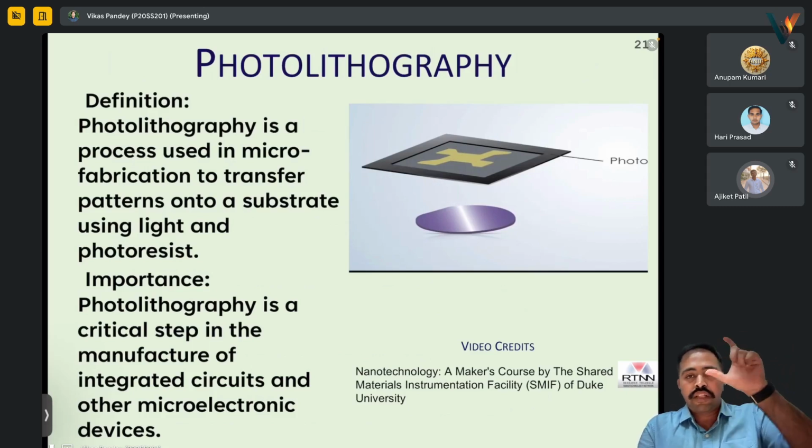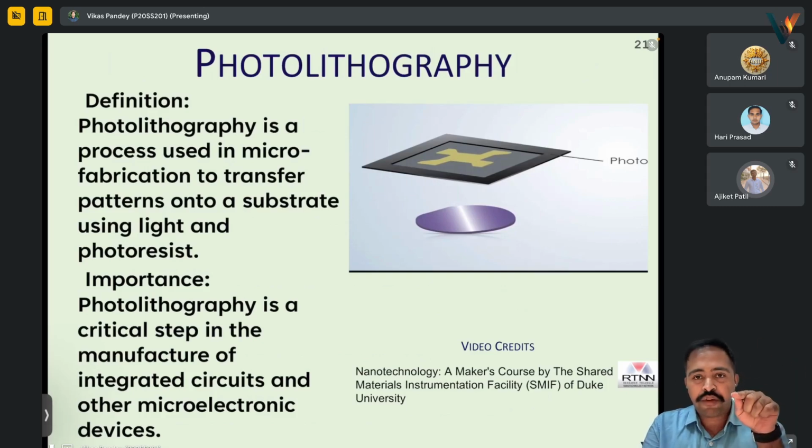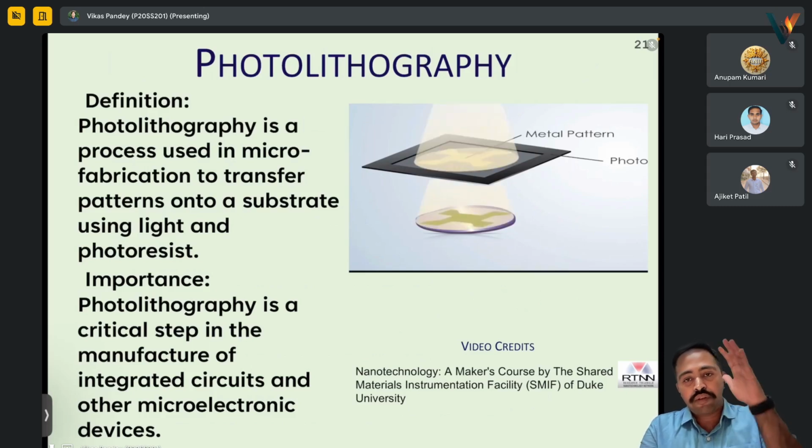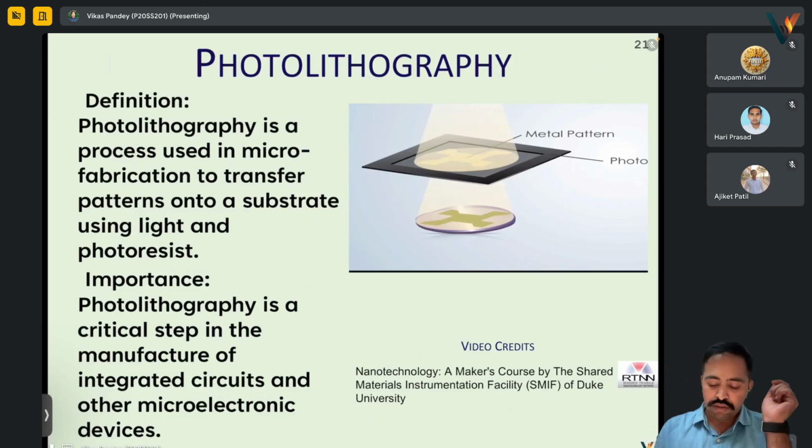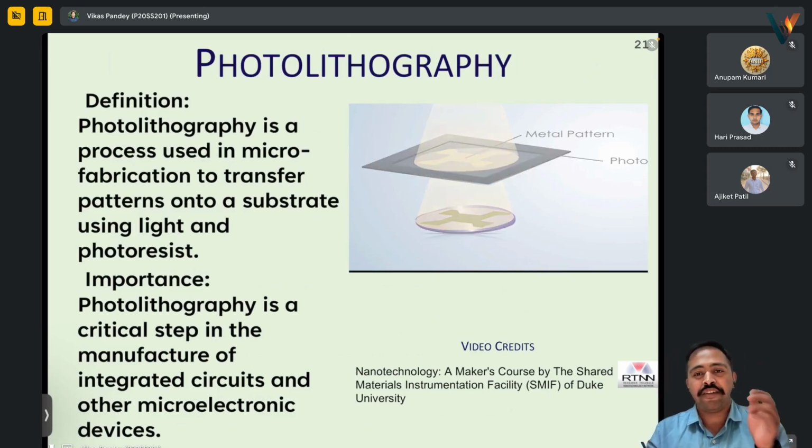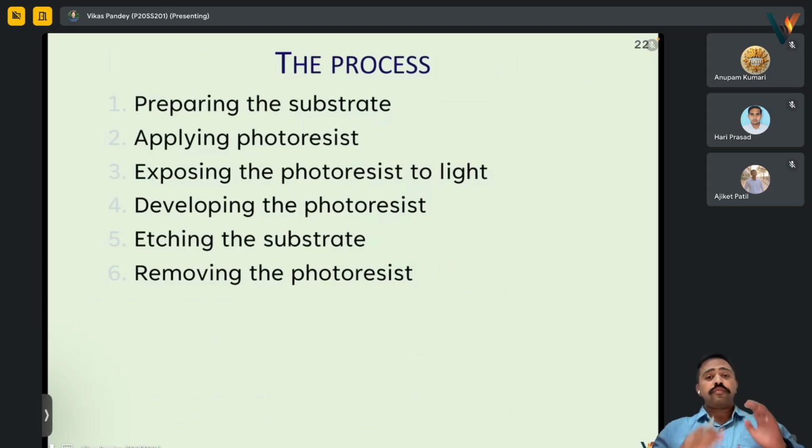There is a photomask that has a pattern, and below it is a wafer with a metal pattern. This is the mask, and we put light over it and it gets imaged. Here you also see some kind of diffraction, but this shows the basic principle of how lithography happens. So what is the whole process of a simple photolithography system?